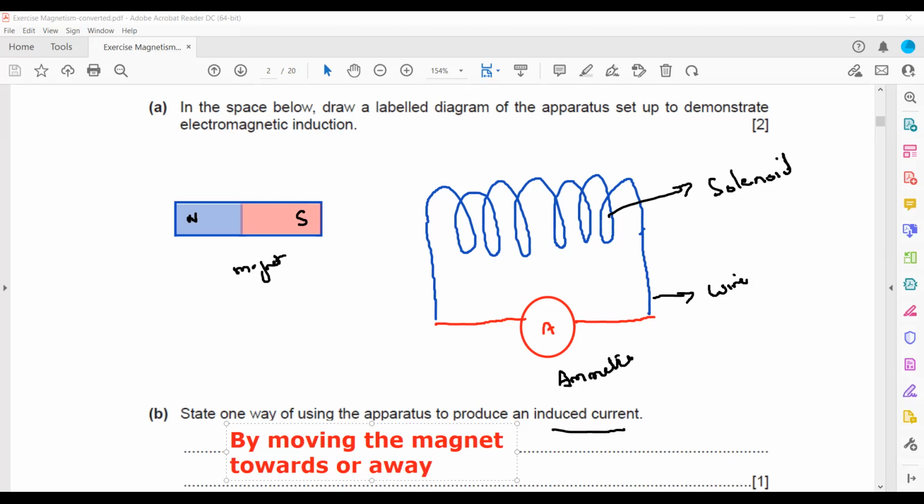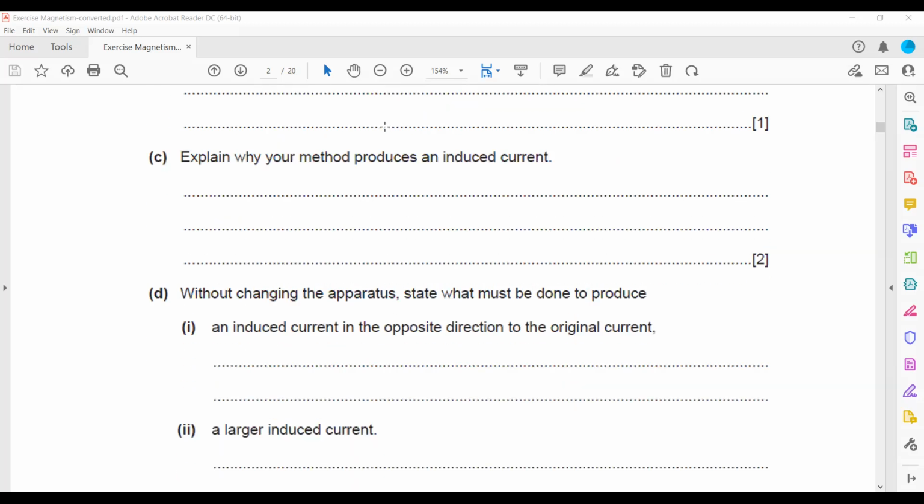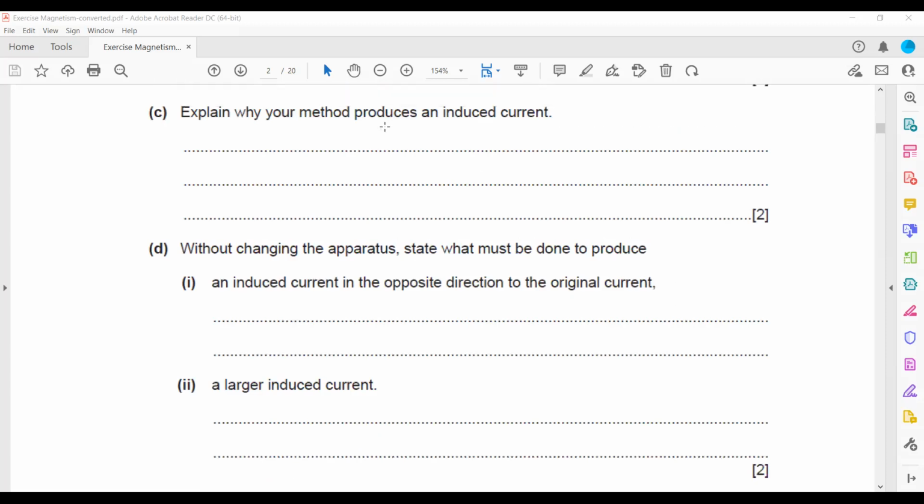So when we move the magnet either towards or away, there will be a change in the magnetic field, and that change in magnetic field induces EMF. You can also mention by moving a solenoid towards or away, that will also induce EMF. The second part, state why your method produces an induced current. So you have to explain why there's an induced EMF or induced current. So what is the reason for that?